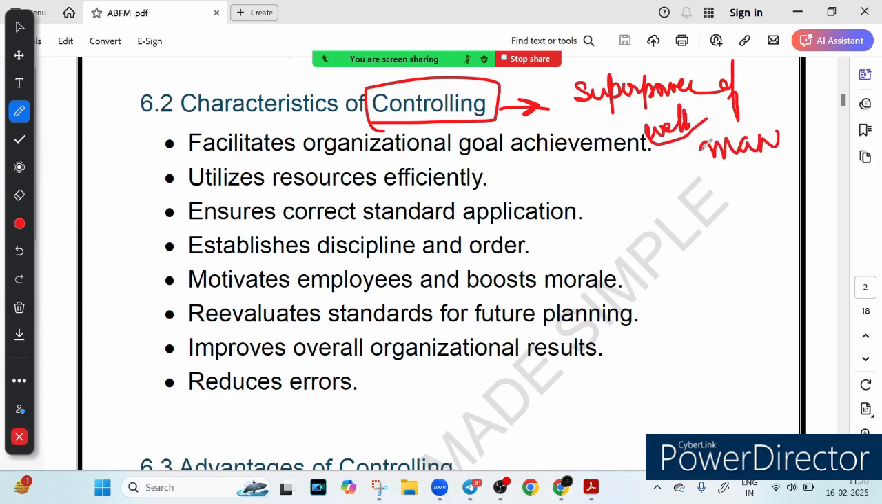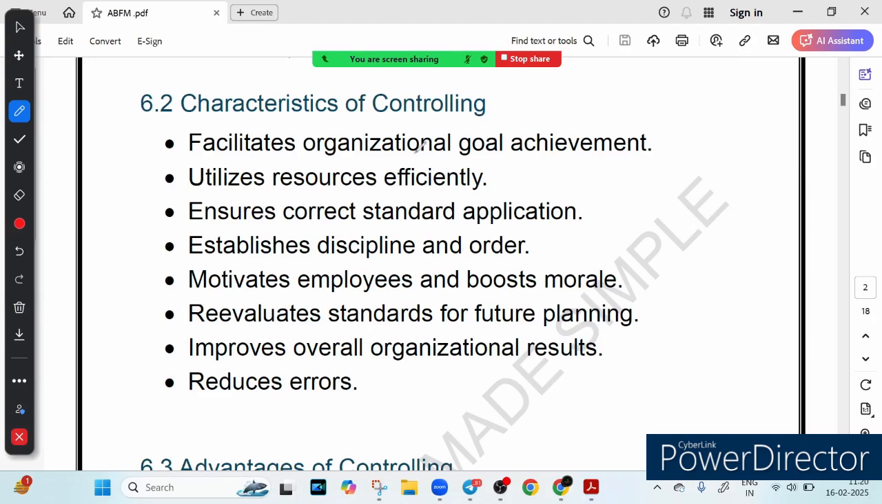Well managed business, right? So why it is called a superpower, let's understand. What are the characteristics? The first characteristic is goal oriented. It means that it keeps the organization focused on achieving its target. Imagine a cricket team without a scoreboard. How would they know if they are winning, right? Just like a cricket team, there is a scoreboard, they know they are winning or not.